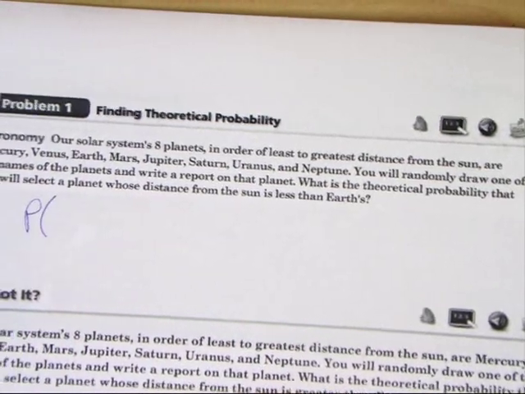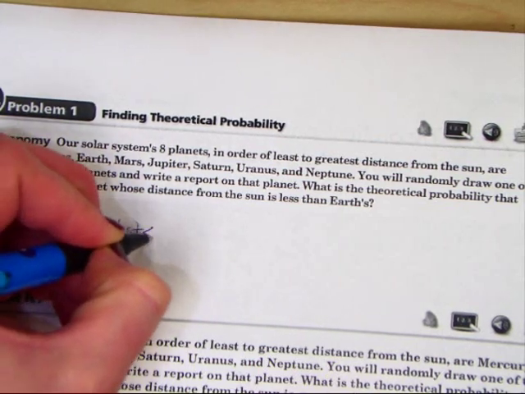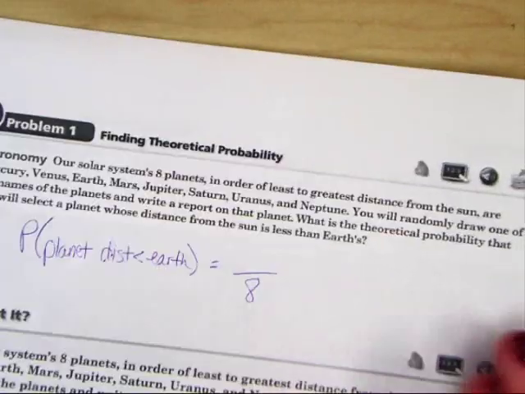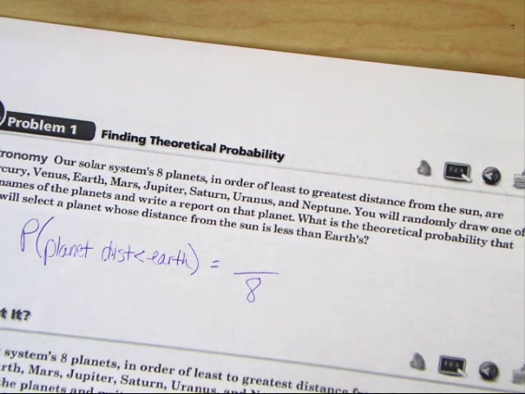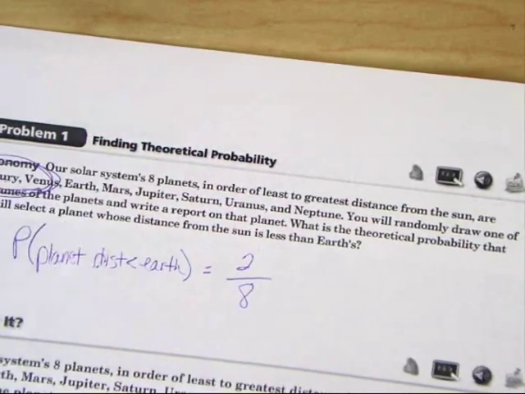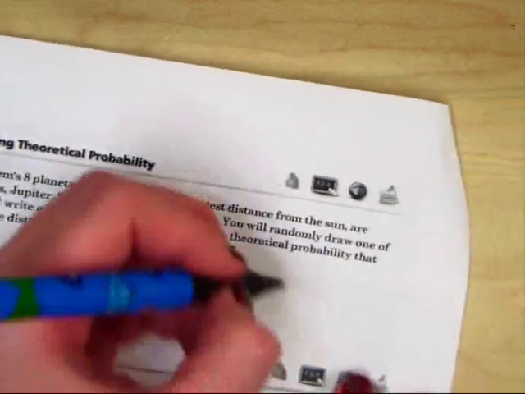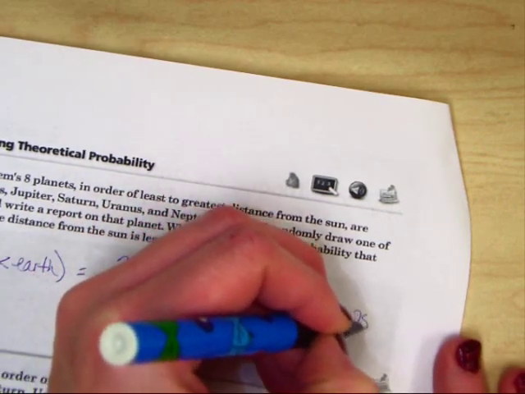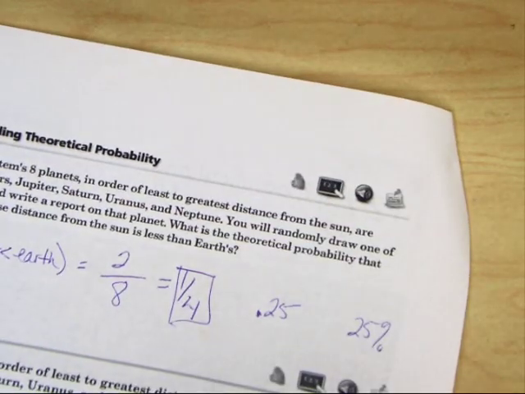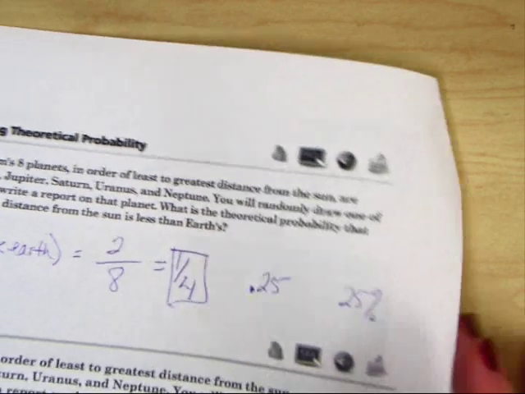The probability of getting a planet whose distance is less than Earth's would be, well, first of all, how many are there total? There's 8 total, right? So how many are closer to the Sun? Mercury and Venus. So we put 2. We rearrange that to 1/4. That's the probability. As a decimal, that's 0.25. As a percent, it's 25%. So there's a 1 in 4 shot that you're going to pick a planet whose distance to the Sun is smaller than Earth's distance to the Sun.